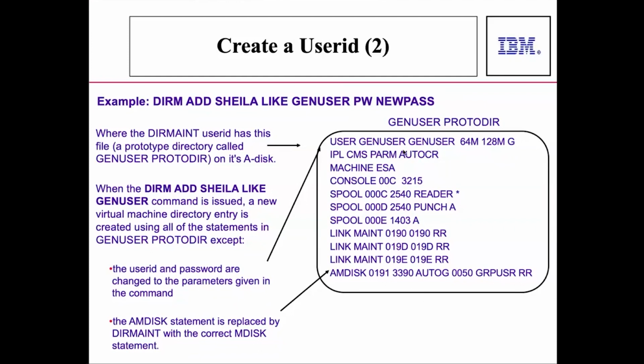So I don't have to basically have a file on my own A disk or modify it with all the basics of the directory entry in there. I put that on DirMaint's disk so that me and my other 4 system programmers or whatever all create these users the same way because I'm using the same prototype.